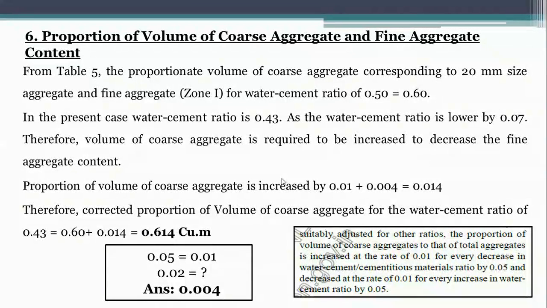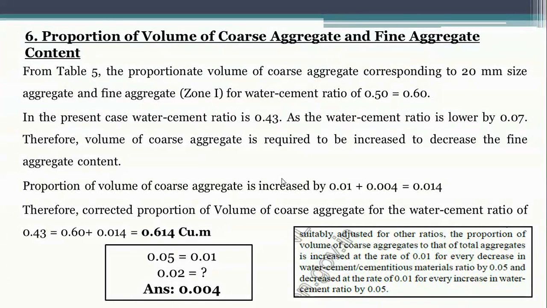I have given a small calculation at the bottom. For 0.05, you have to increase the volume of coarse aggregate by 0.01. So for 0.02, you calculate 0.02 into 0.01 divided by 0.05, and you will get 0.004. So for a decrease in the water cement ratio of 0.07, you have to increase the volume of coarse aggregate by 0.01 plus 0.004, which gives 0.014.